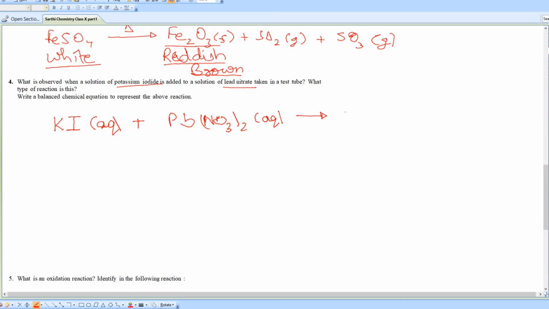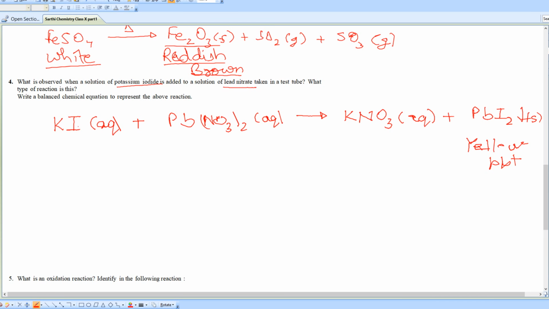We'll get potassium nitrate, KNO3, which will be in aqueous state of course, plus lead iodide which is solid and it will form a yellow PPT. This is lead iodide, so it will form a yellow PPT.